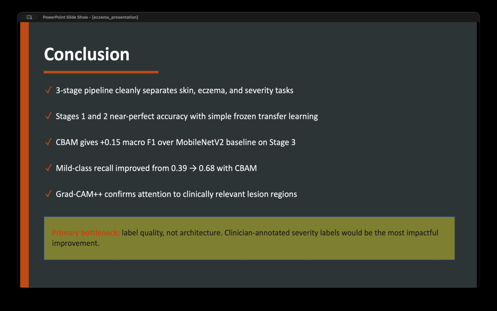In conclusion, the pipeline works cleanly across all three stages. CBAM gives a meaningful plus 1.5 micro F1 lift, and Grad-CAM confirms the model is paying attention to the right things. That's a good thing. The single most impactful next step would be clinically annotated severity labels, and that's a real bottleneck. And thank you all.